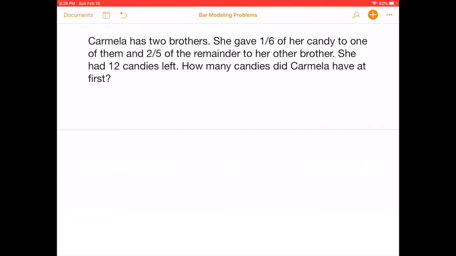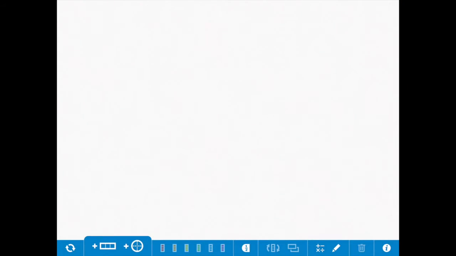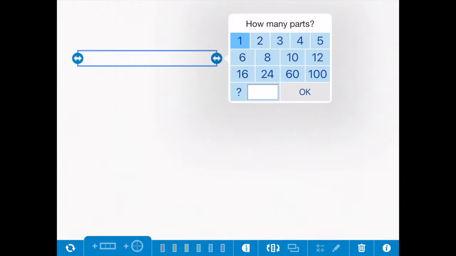So we see a few things happening, and there's that comparison bar model. There's a change occurring and then a before and after result. So if we go back to the fraction app, I'm going to pull up a bar, but I'm remembering that the problem said that she gave 1/6 to her first one of her brothers. So I'm going to say that this bar needs 6 parts. I'm going to hit OK.